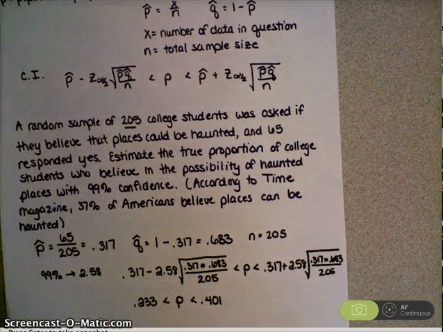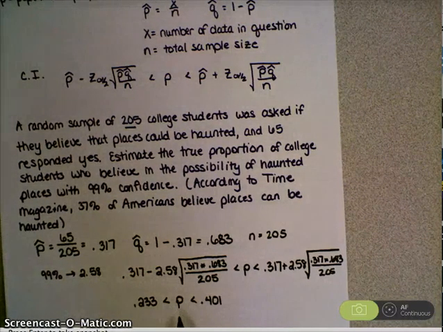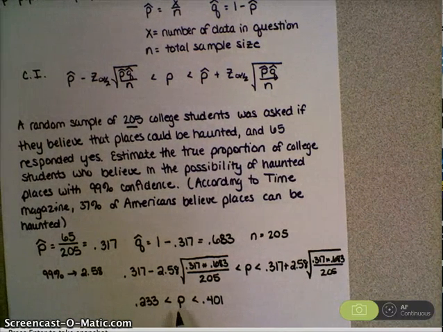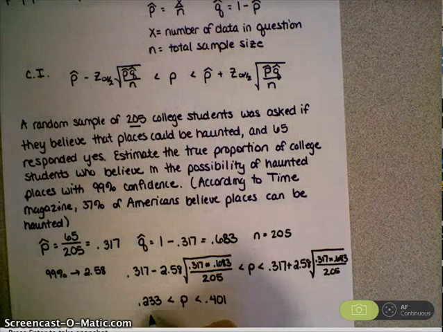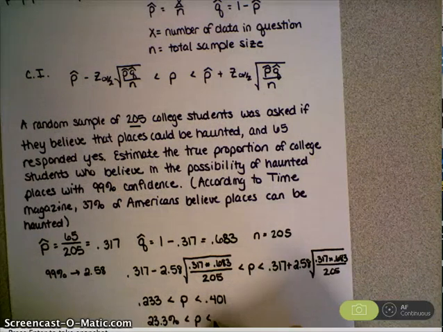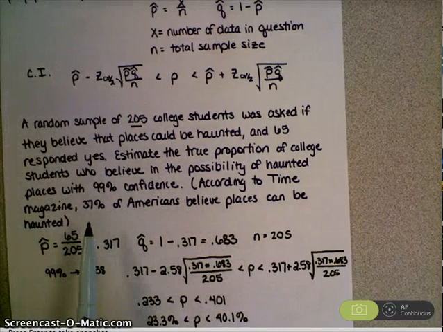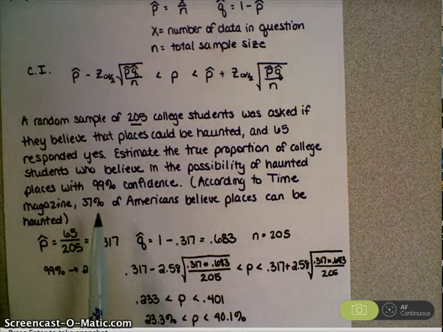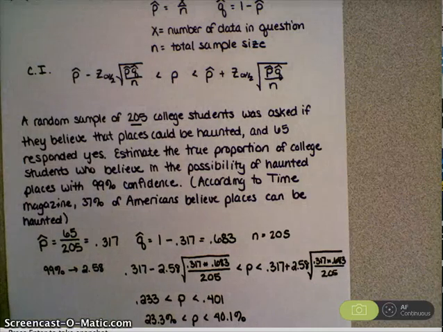So we are 99% confident that the true proportion of college students who believe that places can be haunted is between 0.233 and 0.401, or we could write this as 23.3% and 40.1%, which fits in with the national average from Time magazine, that 37% of Americans believe that places can be haunted.